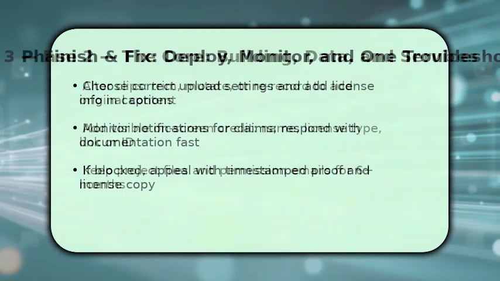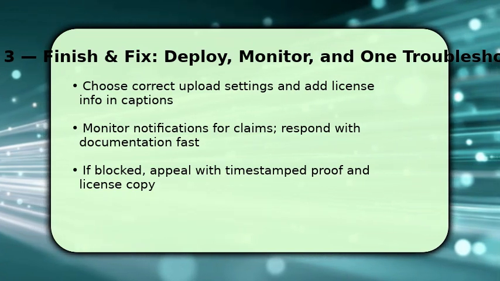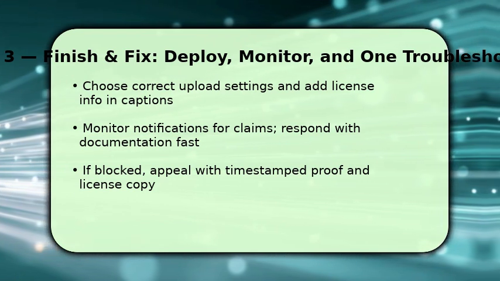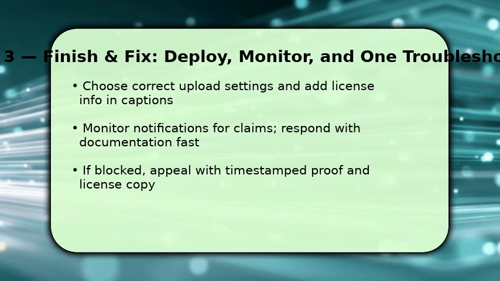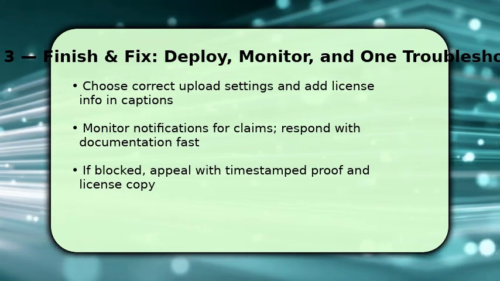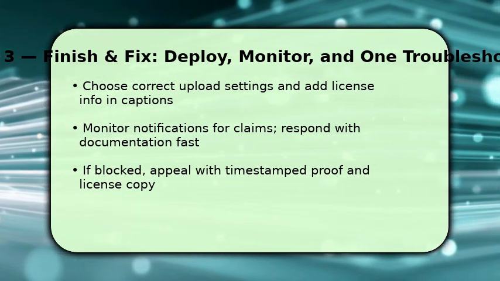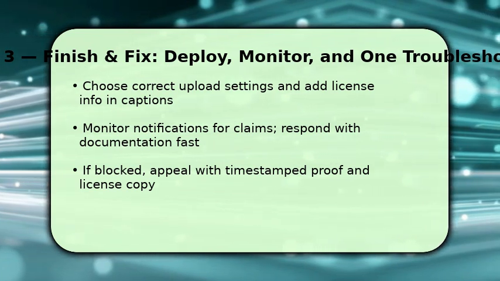You're ready to post. Use a descriptive caption stating license details and why the use is allowed. Once posted, monitor claims and notifications closely for 24-72 hours, and if a takedown appears, respond immediately with your saved license, screenshots, and timestamps. If an appeal fails, contact the rights holder politely with evidence. Sometimes direct permission resolves it.